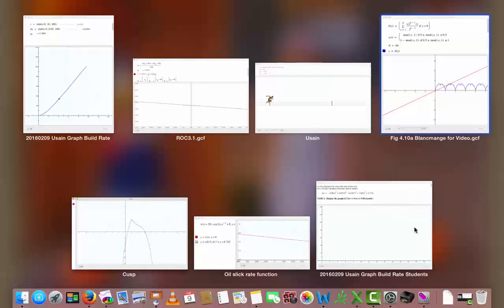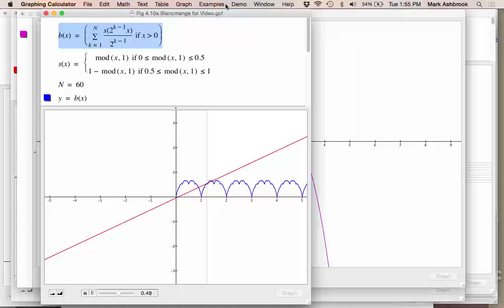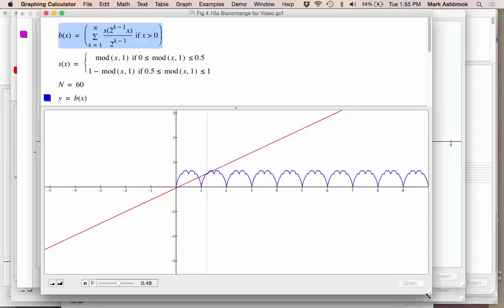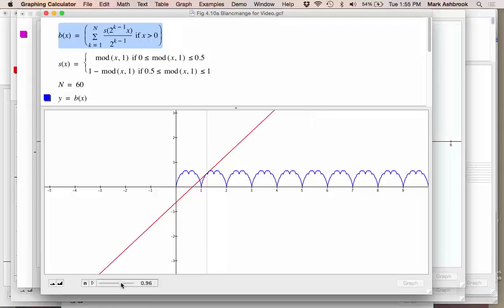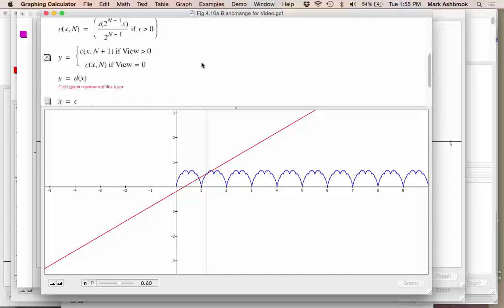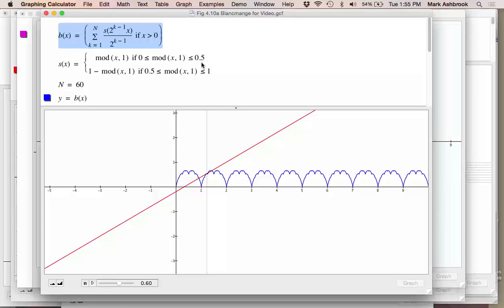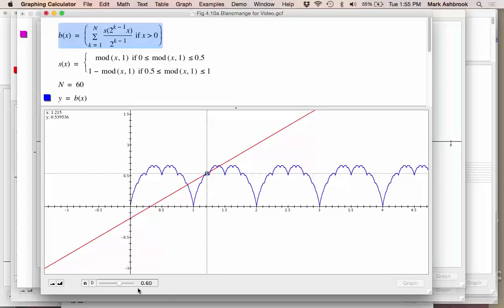All right, so how about this? Now the red graph is a line that I can manipulate the rate of change of. Looking at this, I'm at 1.215. At 1.215, do you think that the rate of change is positive, 0, or negative? Place your bets. Ready? Positive, 0, or negative?